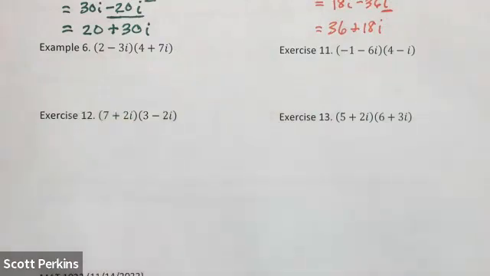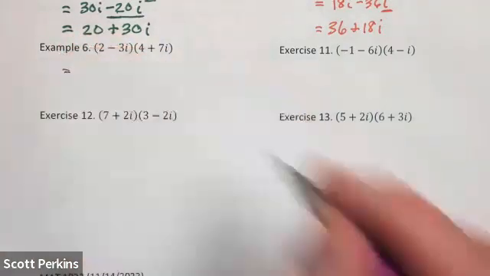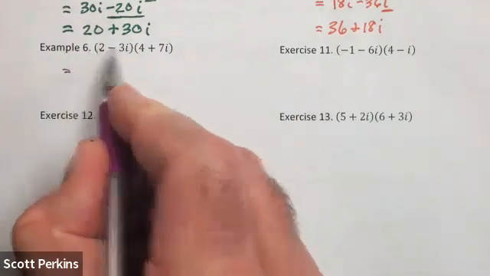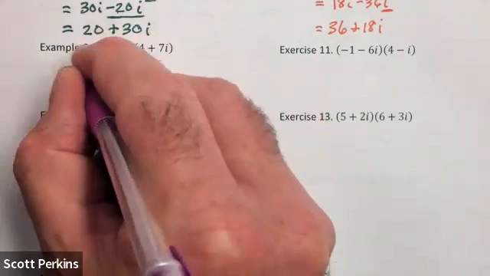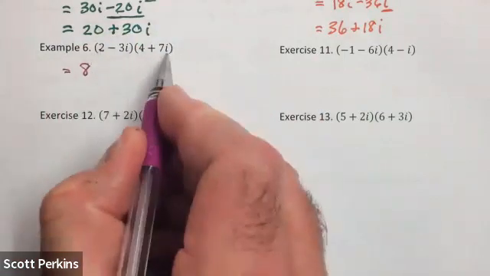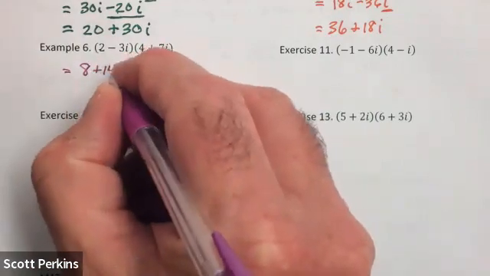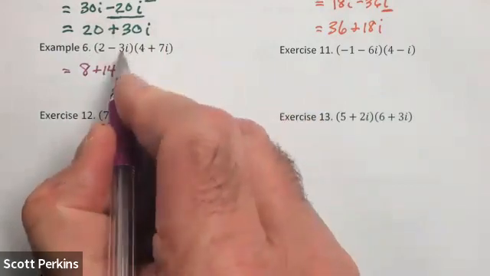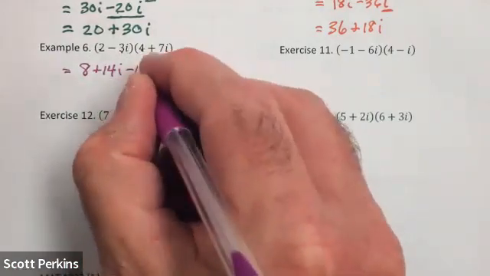Then you've got 3 that we're going to do one at a time. First, outers, inners, lasts. So on example 6, my firsts are going to be 2 times 4. That's going to give me 8. My outers are going to be 2 times 7i. That is 14i. My inners are 3i times 4. That's negative 12i.